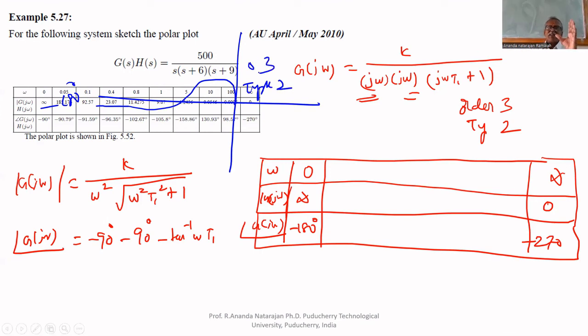So by looking at the plot, we can tell the order number and type number. This is called the polar plot.